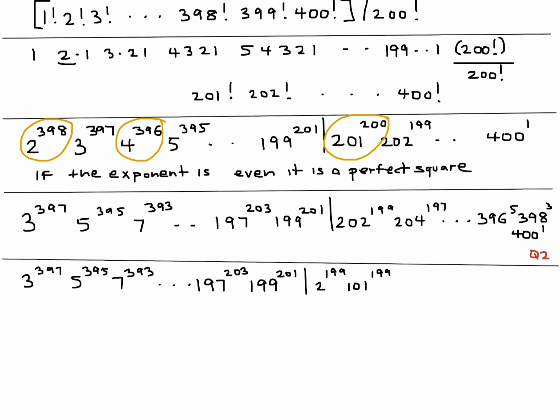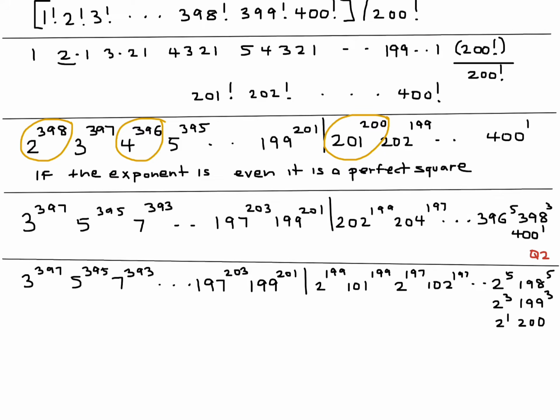You see that? And then this can be broken up into 2 to the power of 197 times 102 to the power of 197. And then dot, dot, dot, 2 to the power of 5 times 198 to the power of 5. And then 2 to the power of 3, 199 to the power of 3. And then finally 2 to the power of 1 times 200. And we notice here that we can start combining.